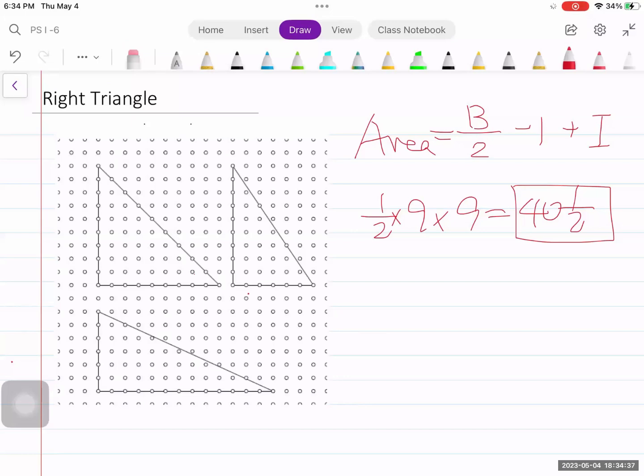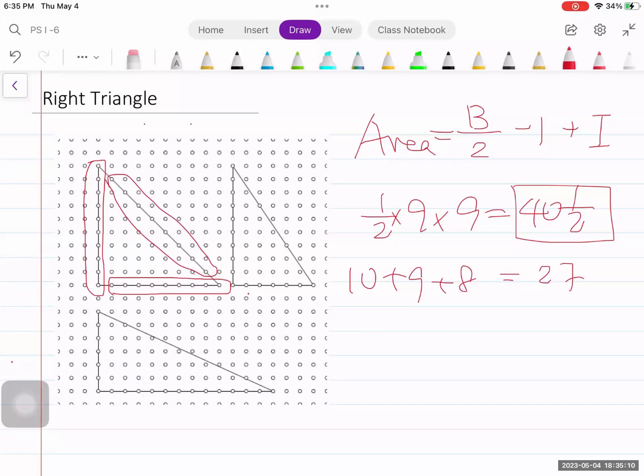10 each. There's 10 here, right? And the other is also 10. No, this one doesn't have 10 anymore, right? You cannot count that thing again. So this one has 8, 9 now, right? And this one, you don't have 8 now, right? Yes. So that gives you 27. That is your B.